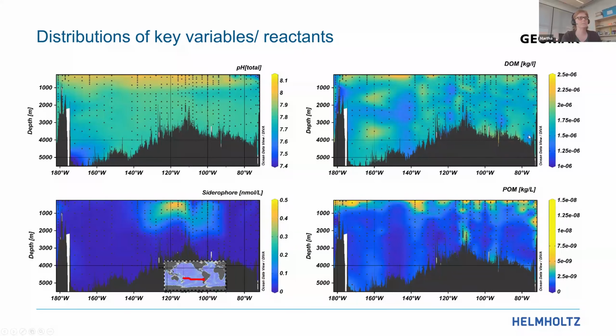So you can see that the POM concentrations are quite a bit lower than the DOM concentrations, which is what you would expect, but that we have a little bit of a gradient of higher concentrations towards the 250 meter mark, and lower concentrations in the deep ocean.